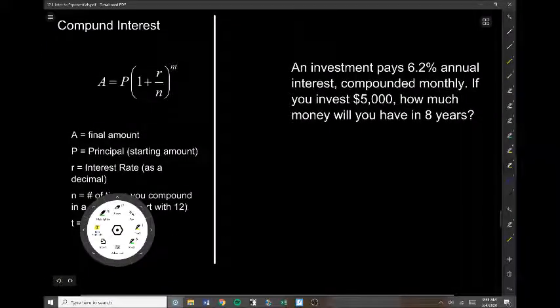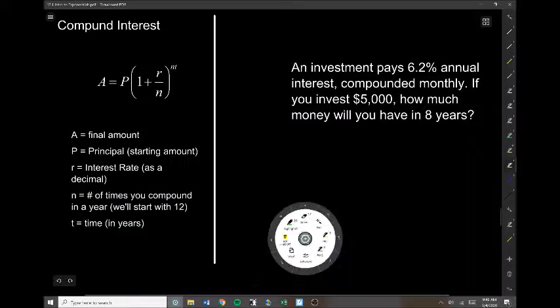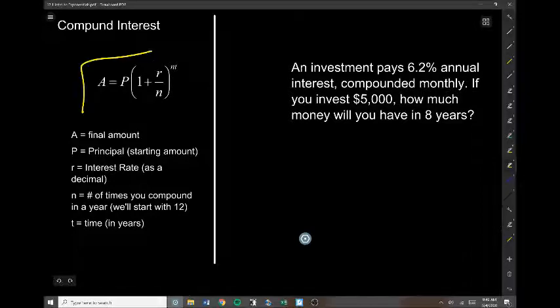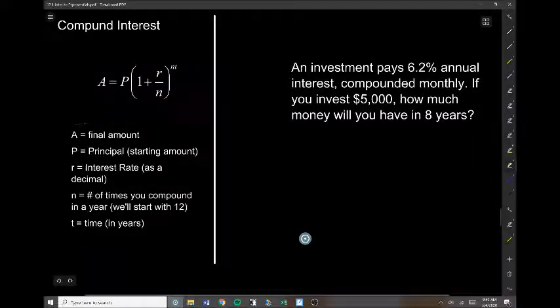Okay, last thing, compound interest. Compound interest is how money grows in accounts and investments. Not the only way, but one way, and it's a very useful way. It's got this formula that looks like a big mess, but it's fairly straightforward. You just plug in numbers and calculate.